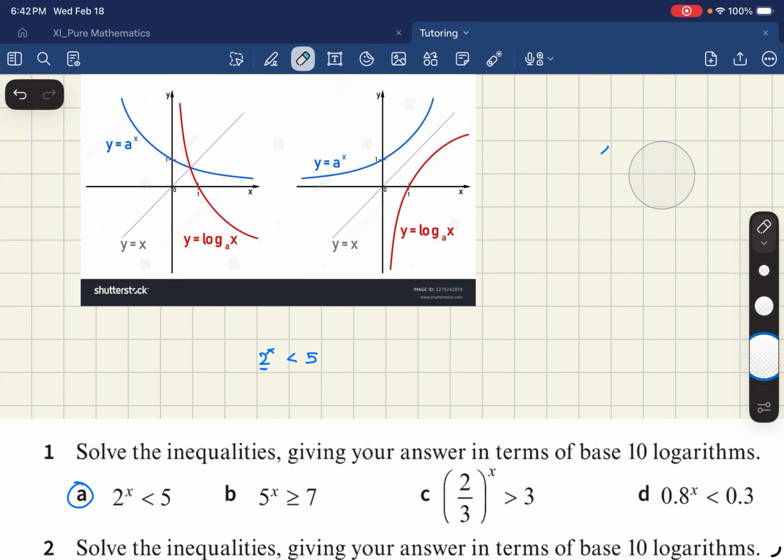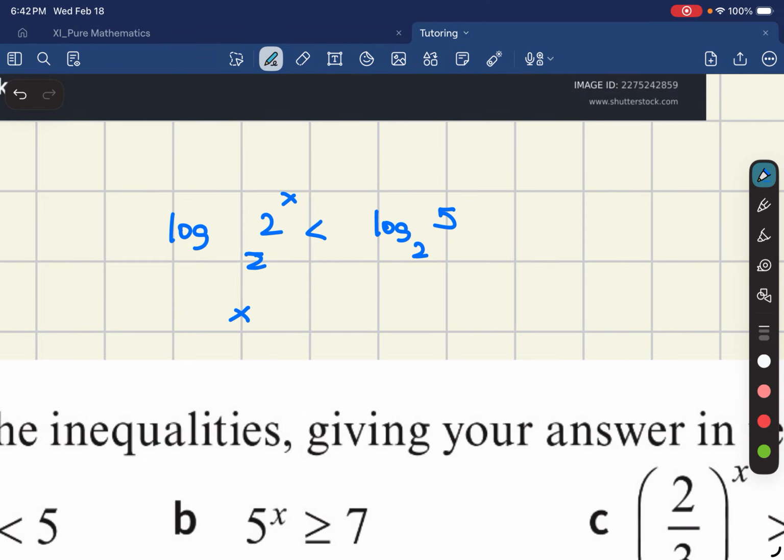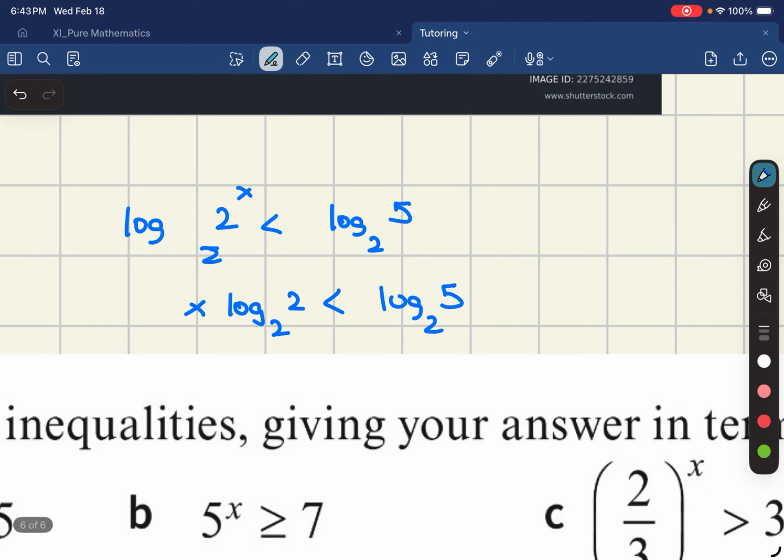So because we have an increasing function, if 5 is bigger than 2 to the power x, then log base 2 of 5 must be bigger than log base 2 of 2 to the power x. And now we can simplify this. We know that this is x times log base 2 of 2, less than log base 2 of 5. And we haven't done anything illegal in math. We're using the rule. We haven't divided or multiplied by any negative numbers, so we don't have to worry about the direction of our inequalities. Now, log base 2 of 2 is just 1. So we get x is less than log base 2 of 5.